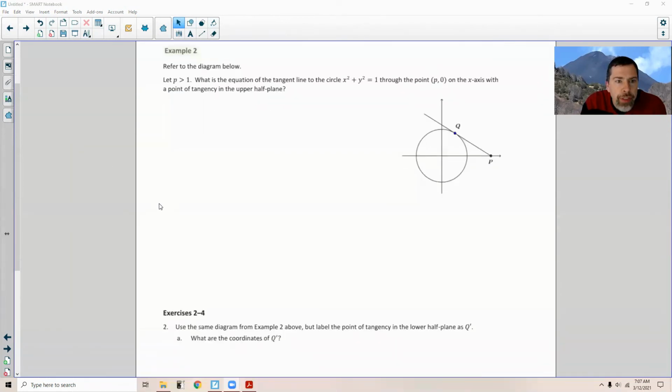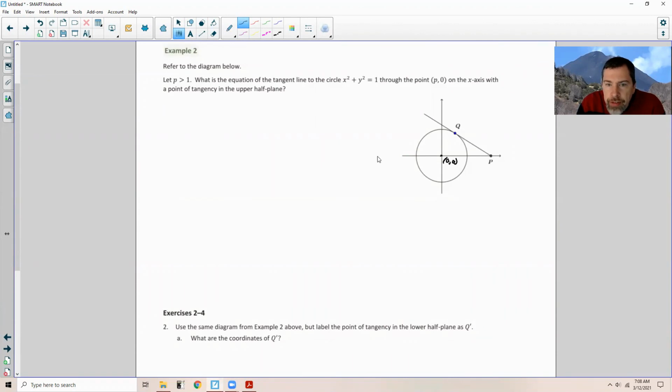Okay, page 4 brings us to example 2. It says, refer to the diagram below. It says, let p be greater than 1. So all that means is the value of 1 on the x-axis is somewhere between the origin and p. This is the origin, okay? So let's label that. So this is the origin right here. That right there is the point 0, 0. Okay? So 1 is somewhere before p. P is greater than 1.